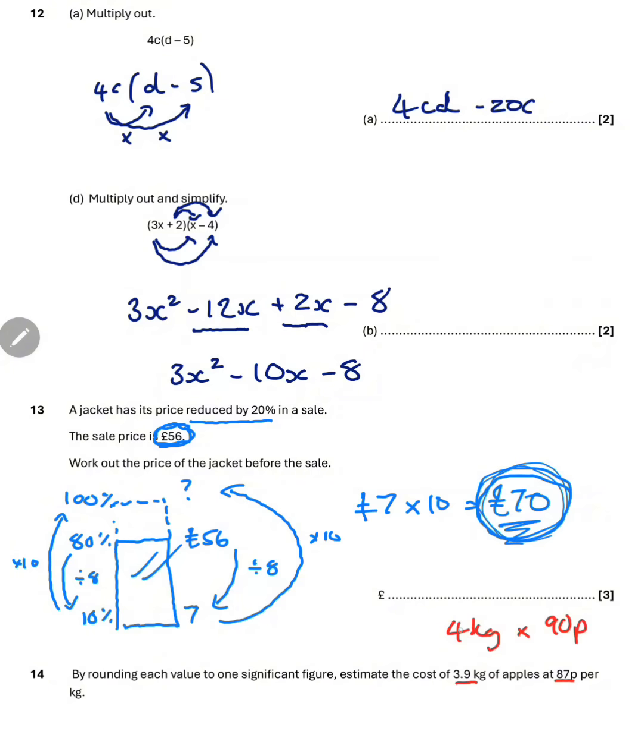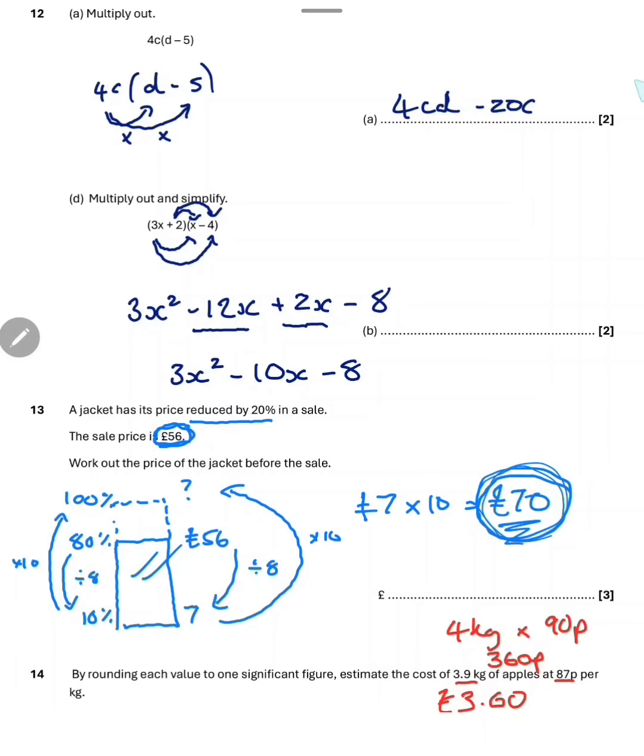We're going to do 4 times 90. 4 nines are 36. So that would be 360 pence. And be very careful, you've just got to make sure you've got decent units here. I would go for £3.60.